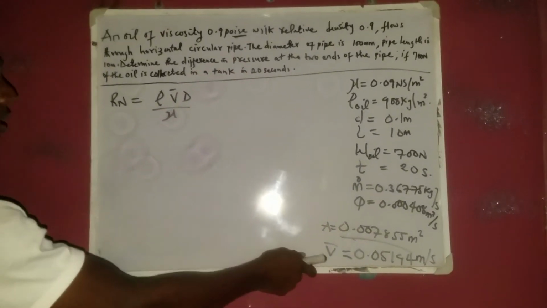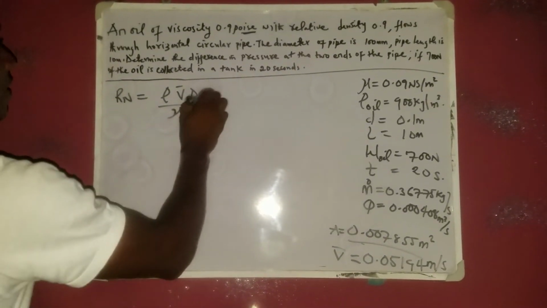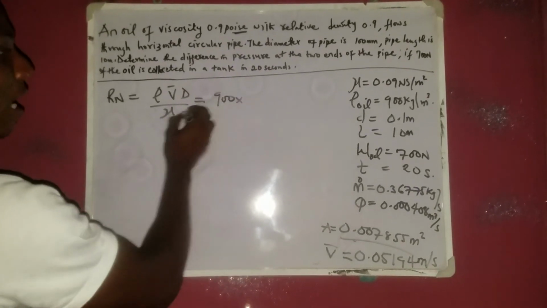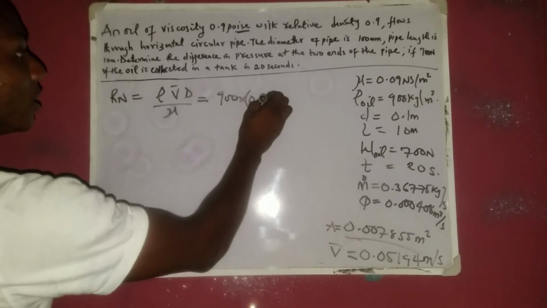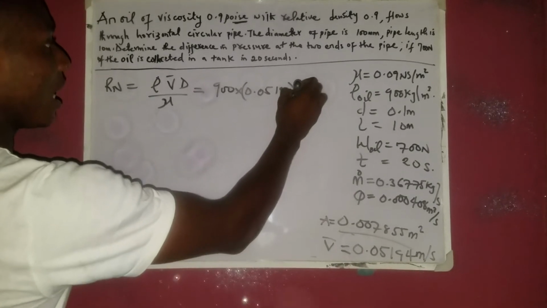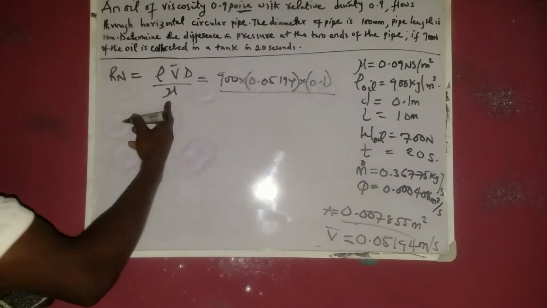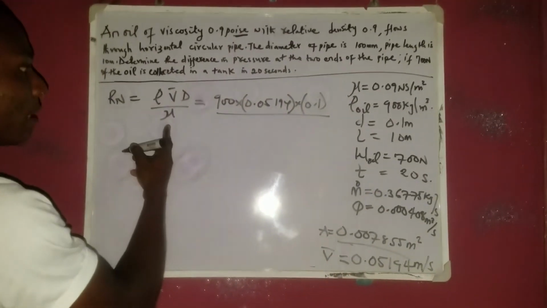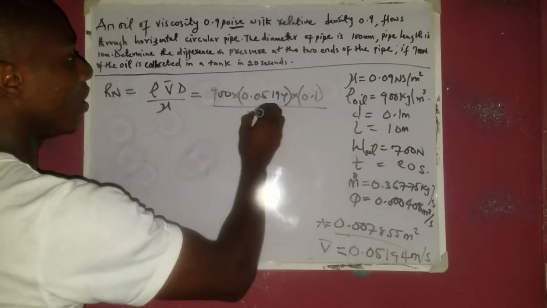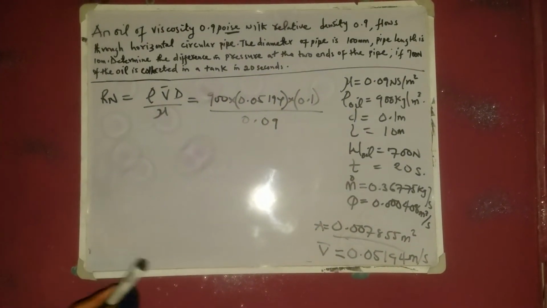So if we input the value of mean velocity in this equation, we should be able to get our Reynolds number. Density of oil is 900. Our mean velocity is 0.05194. Our diameter is 0.1, and the value of our dynamic viscosity, not kinematic, dynamic viscosity, is 0.09 Newton second per meter square. So of course, I like to work things pretty easy so you don't get confused.